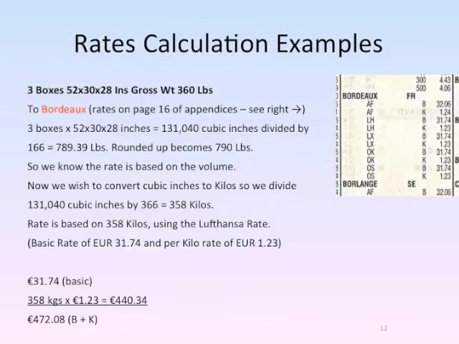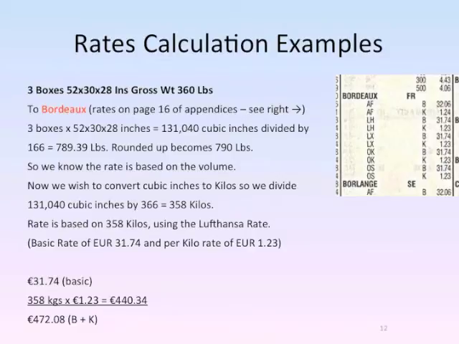Now we're looking at some examples of some rates calculations. We're starting off with 3 boxes with dimensions of 52 by 30 by 28 inches and a gross weight of 360 pounds. Shipment is going to Bordeaux. So the first thing we need to decide here is whether the rate will be based on the volume weight or the actual gross weight of the shipment.